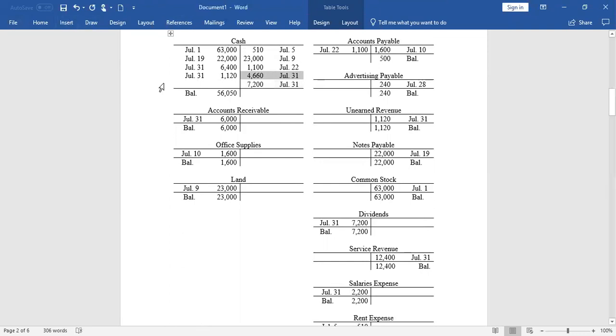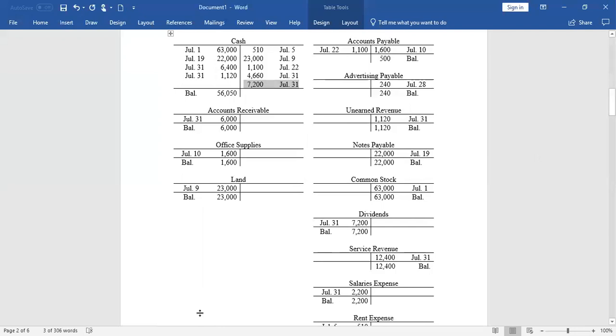Almost there. The next journal entry, debit side of cash, $1,120. On the credit side of unearned revenue, you're going to put $1,120. And then the debit side of dividends, $7,200. Credit side of dividends, or cash, sorry, credit side of cash, $7,200.